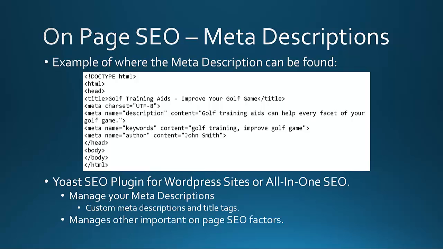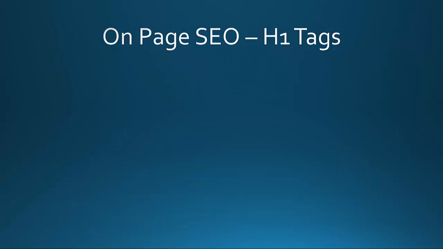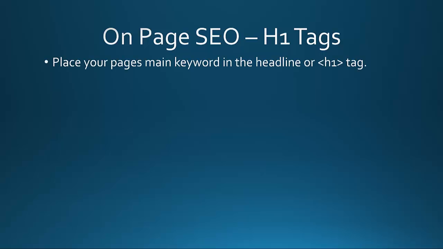The next content that we're going to talk about is H1 tags, also known as header tags. This is another very important on-page SEO factor. Place your page's main keyword in the headline, or H1 tag, as it's also called. Use it only one time on each page. You don't want to stuff the H1. It doesn't do you any advantage to have multiple H1 tags, as they're called.